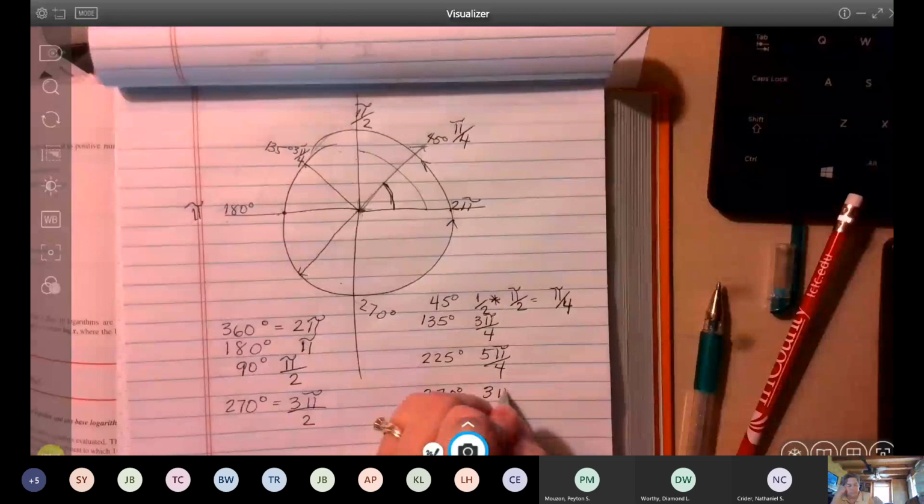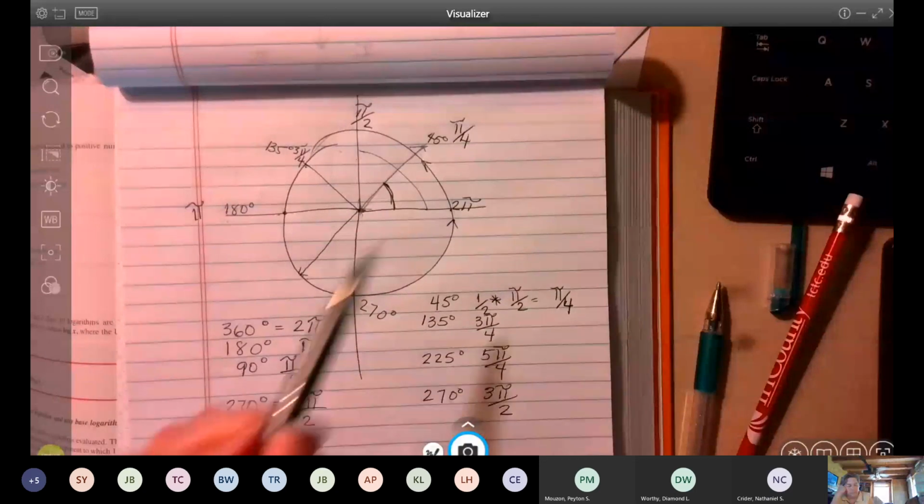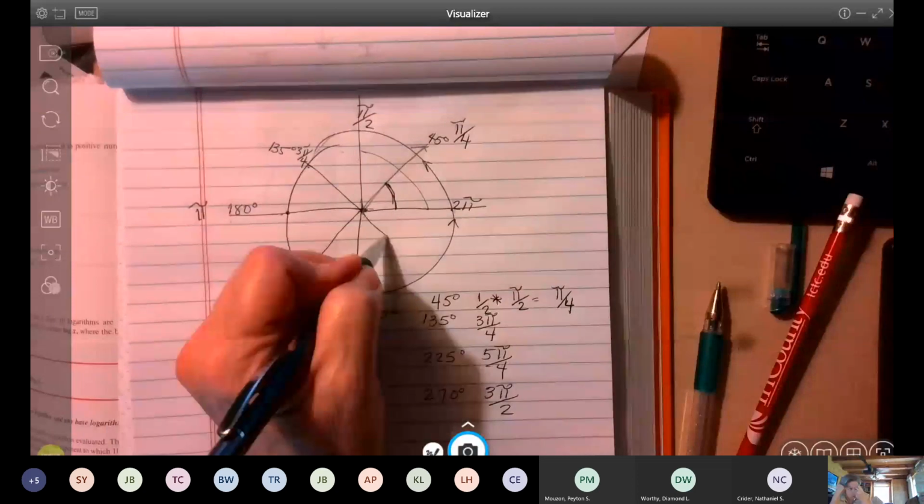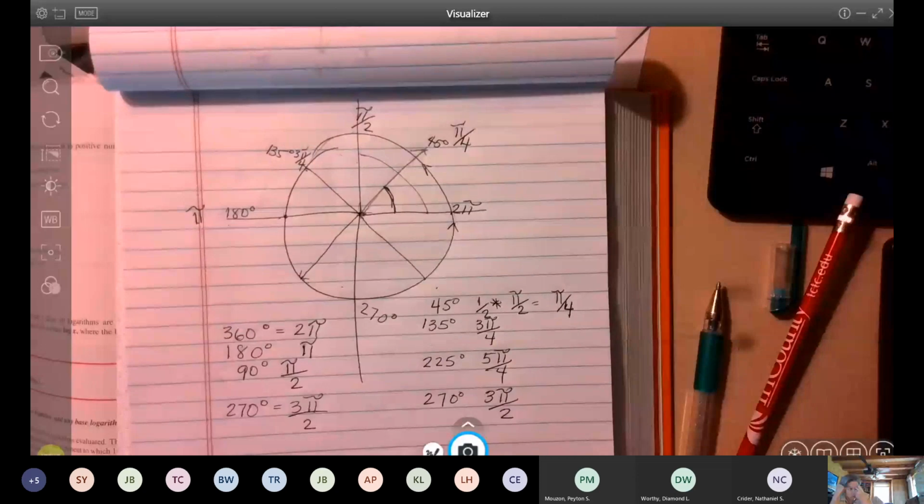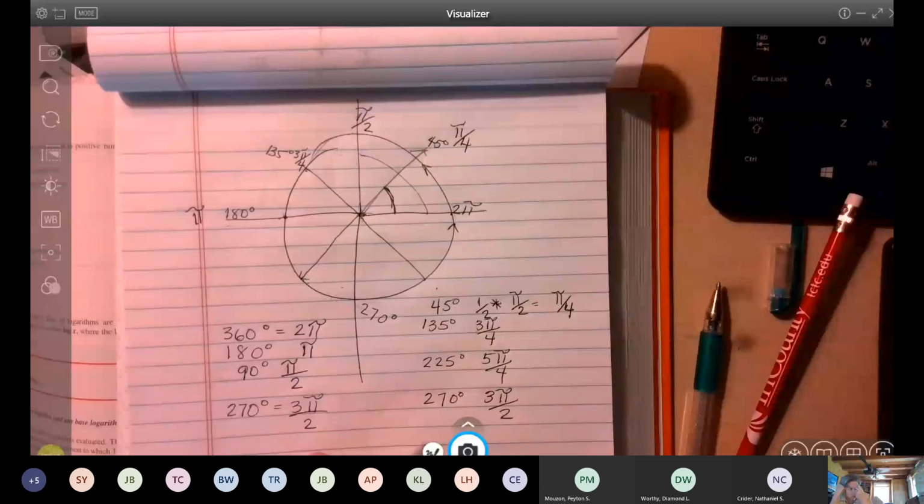And then we're back to 2 pi, but we've got this one. We've got 6 pi over 4, and then this one's going to be 7 pi over 4. And then 8 pi over 4. So 270 plus 45 is going to give us 315. I'm gonna start calling on people if you don't start answering. I said 315. Thank you.